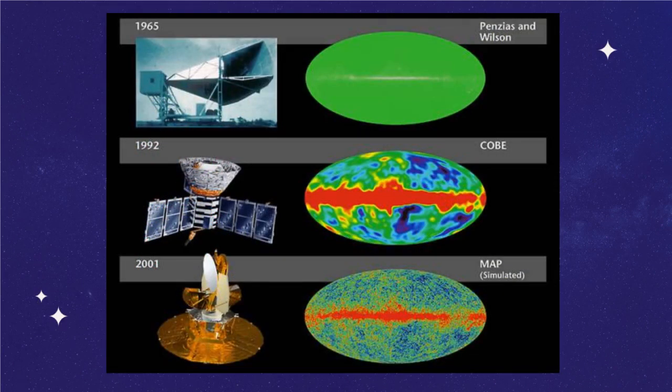Here we have the image transformation from the first sighting of the cosmic microwave background radiation to the latest image mapped by the Wilkinson Microwave Anisotropy Probe. Both are simulations of the radiation, and technology has been there to provide us clues to our universe.